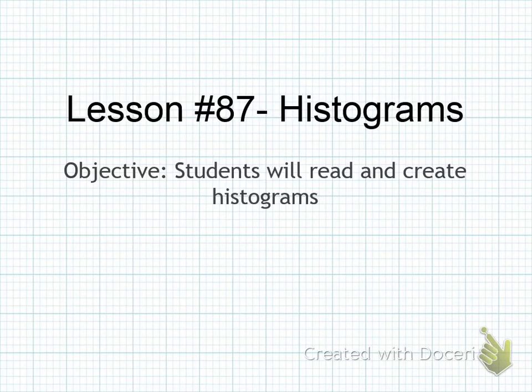Today's lesson is lesson number 87. We're going to be talking about histograms. These are another way to present data. So we've seen bar graphs that present categorical data, right? Data that has to do with words. So like favorite type of blank or colors or things like that.